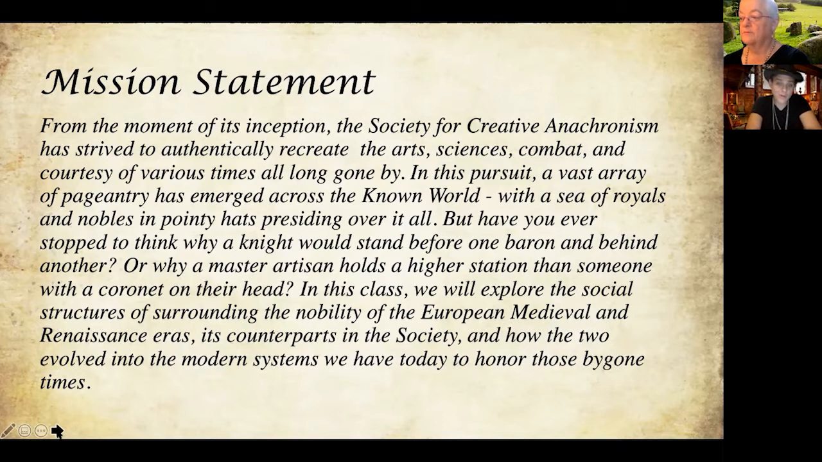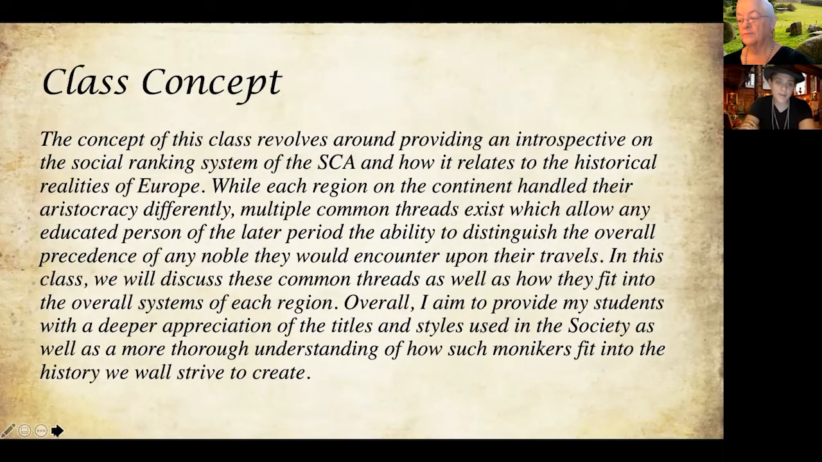In this class, we're going to explore the social structures of the medieval European and Renaissance world, their counterparts in the SCA, and how the two evolve into the modern systems we have today to honor those bygone times. The class concept, again, is going to be an introspective on the ranking systems and how they interact. And by the end of this, you will be able to identify all the major ranks of the European noble structure from period and see the parallels where they exist and, surprisingly, where they don't within the SCA.